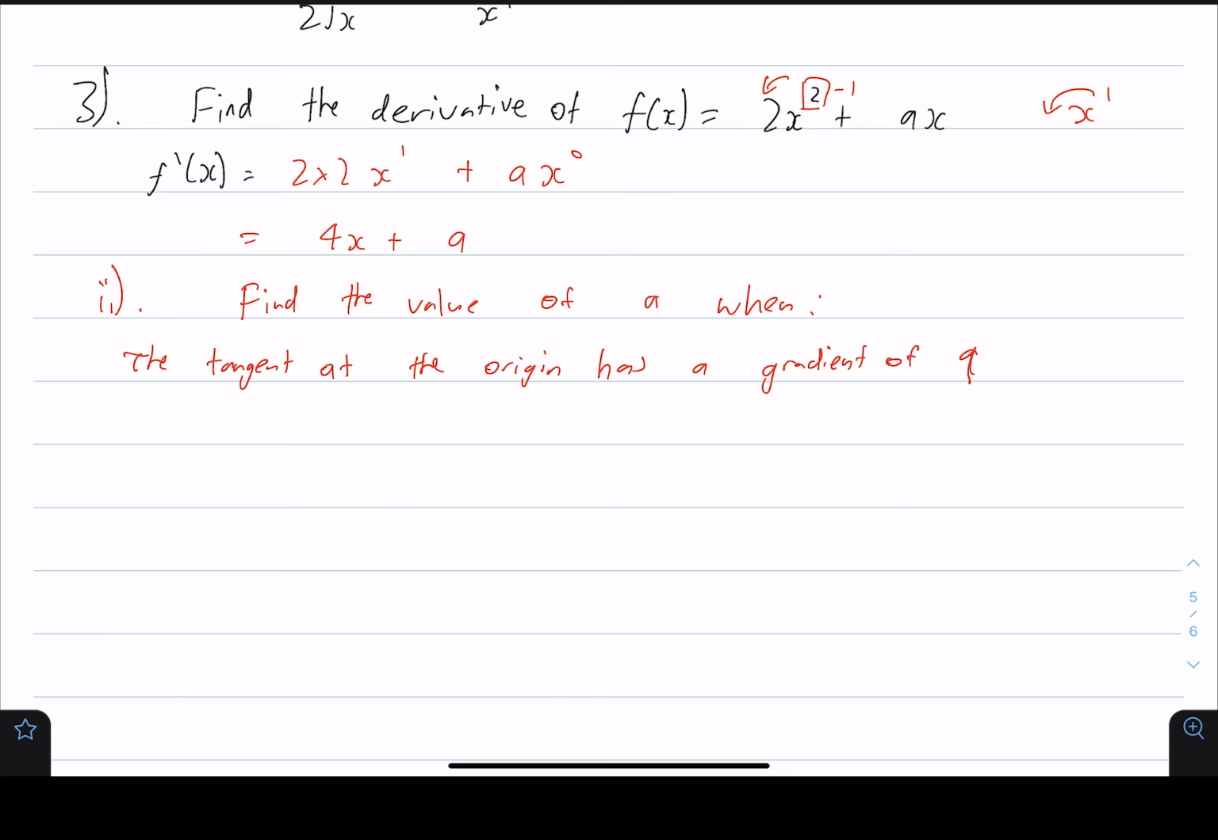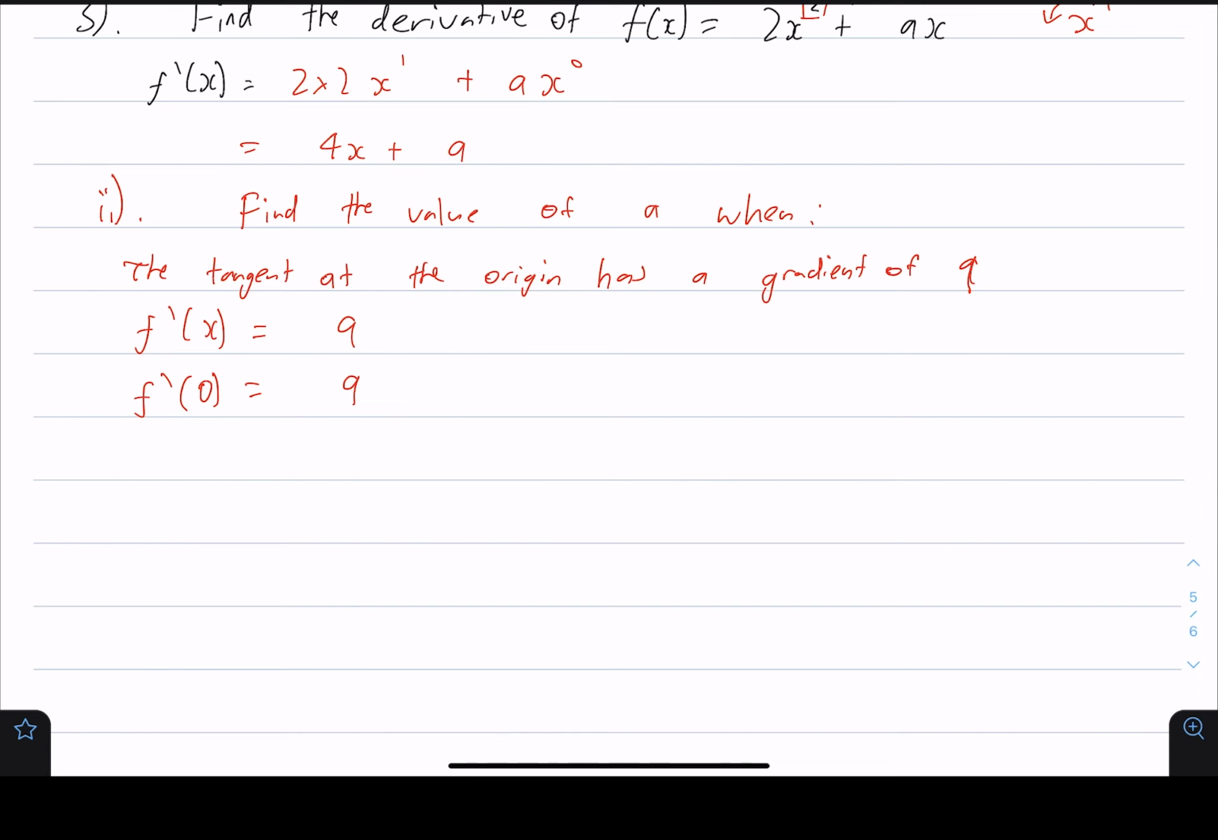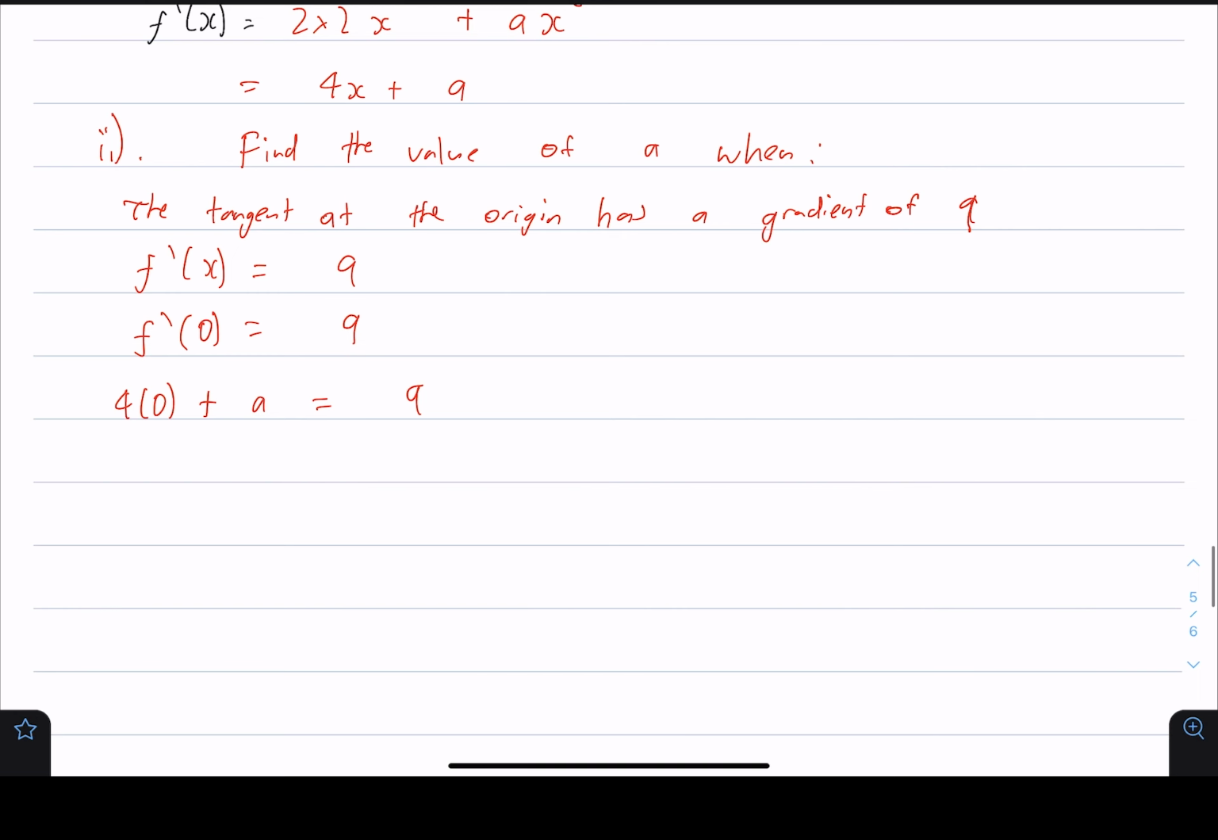So basically what we need to find here is the gradient of the tangent, and that's just the derivative. So we need to find a when f dash of x, which is our gradient function, is equal to 9, and we know it's at the origin, so that's x equals 0. So what we're trying to find is f dash of 0 equals 9. And now f dash of 0 is 4 times 0 plus a equals 9. So we just have a equals 9, and that's the value of a.